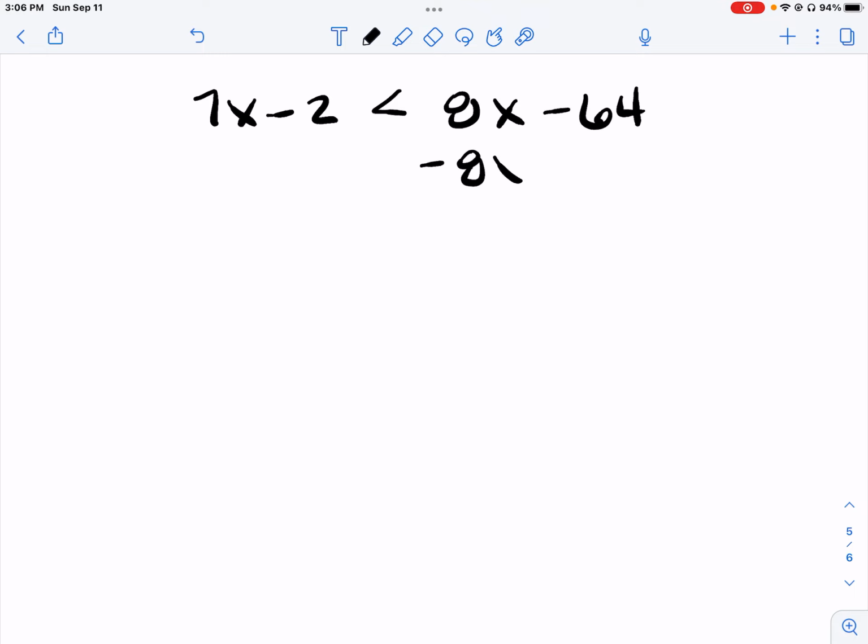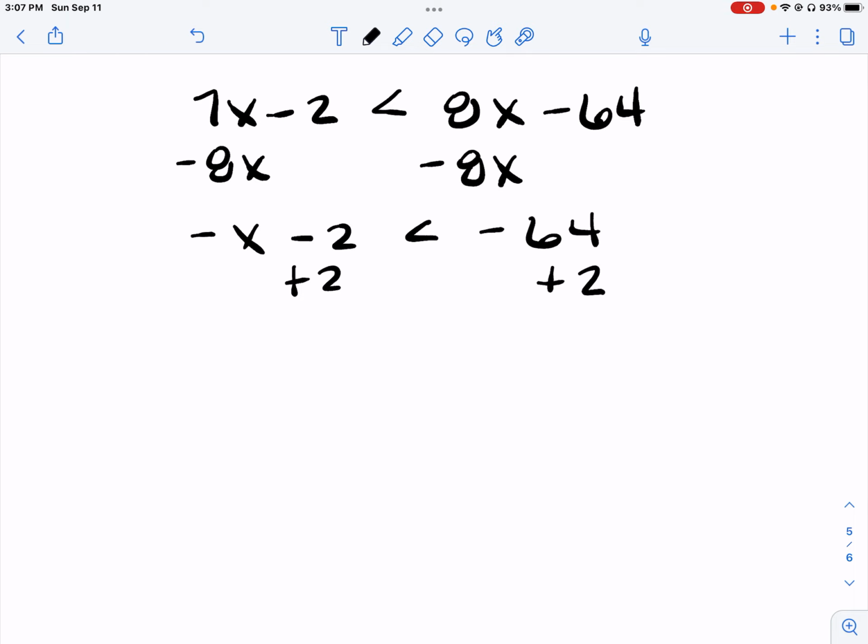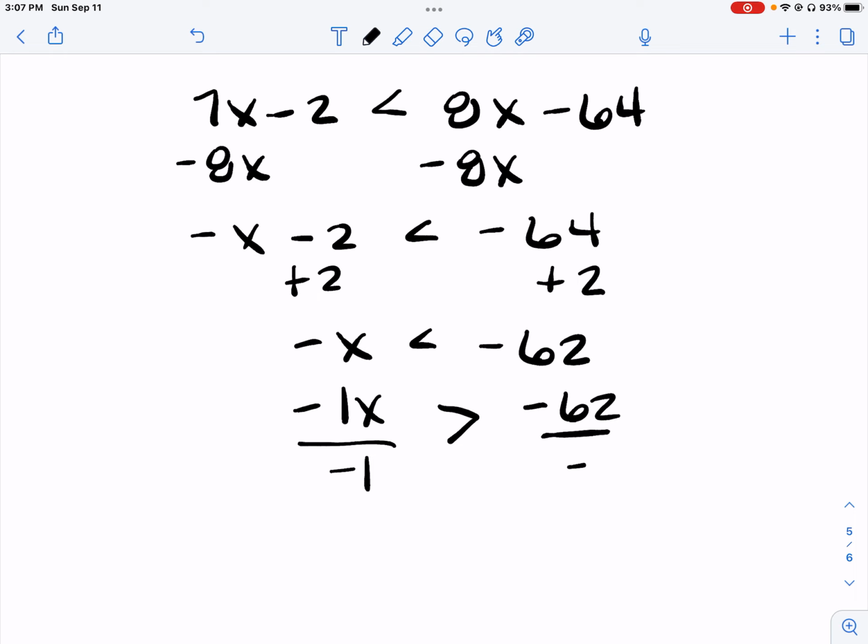Okay, another way to solve that would be to subtract 8x on both sides. And then add 2. And then you have to divide by -1. Okay, which gives us the same answer, x is greater than 62.